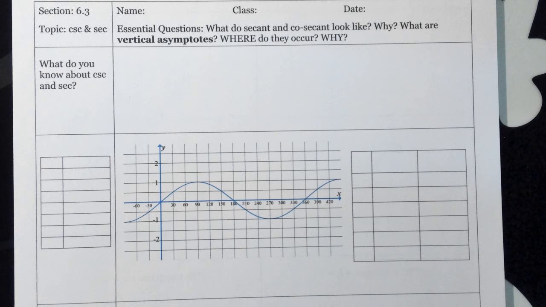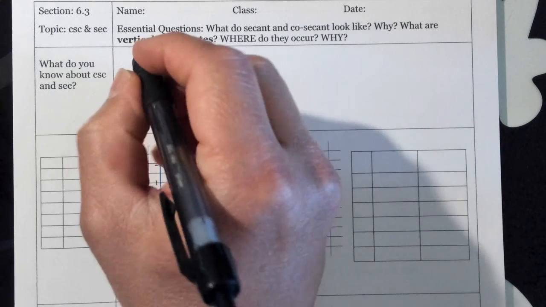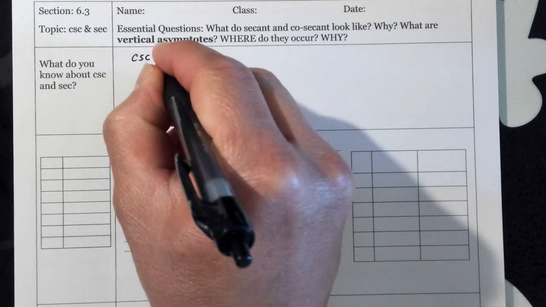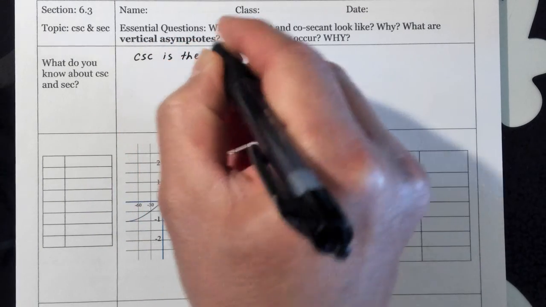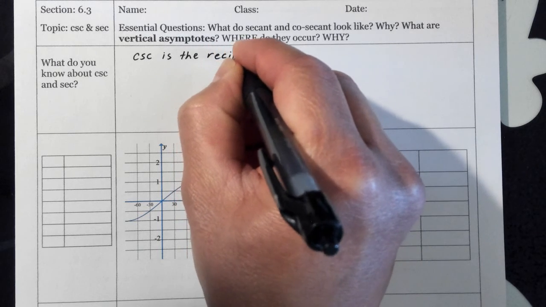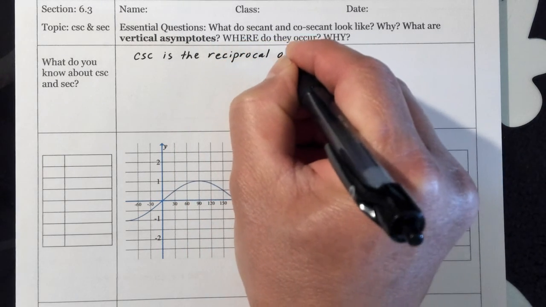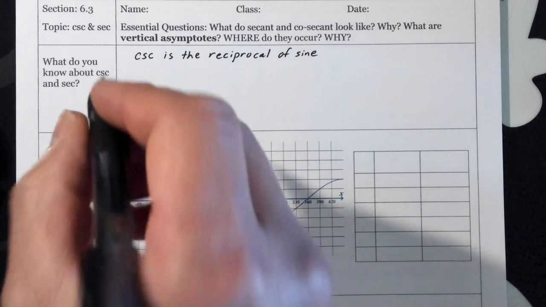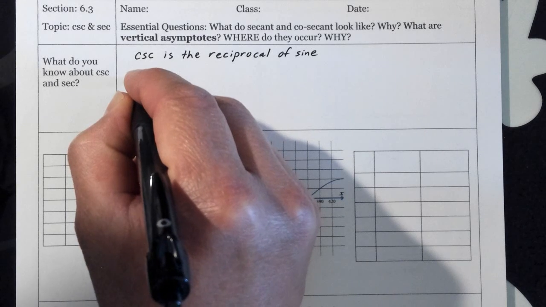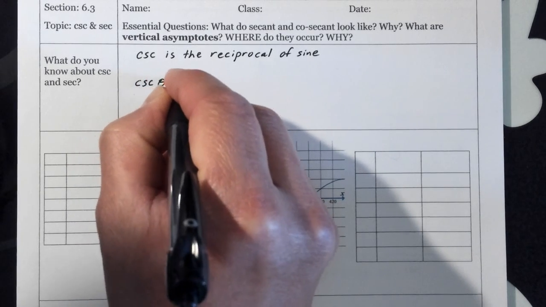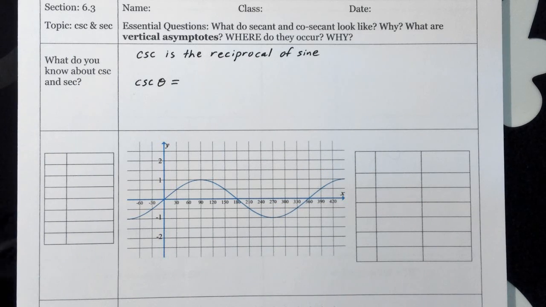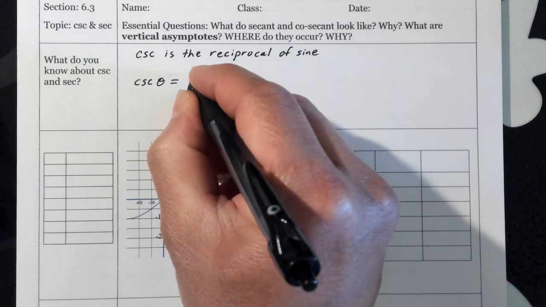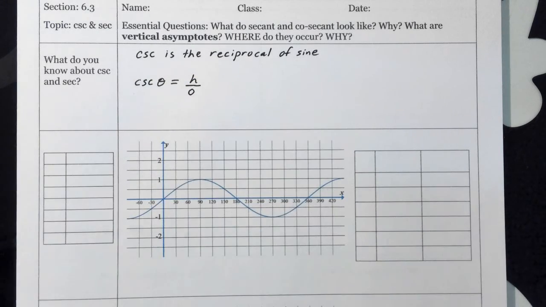And here we go. So what do we already know about cosecant and secant? We know that cosecant is the reciprocal, and that's the key word for sure, reciprocal of sine. And secant is the reciprocal of cosine. So there's a couple ways you could think of cosecant. The first way, if the definition of sine is opposite over hypotenuse, then cosecant is hypotenuse over opposite. That's one way to think of it.